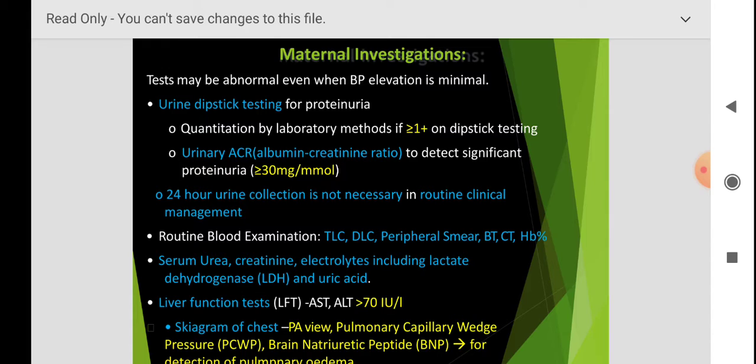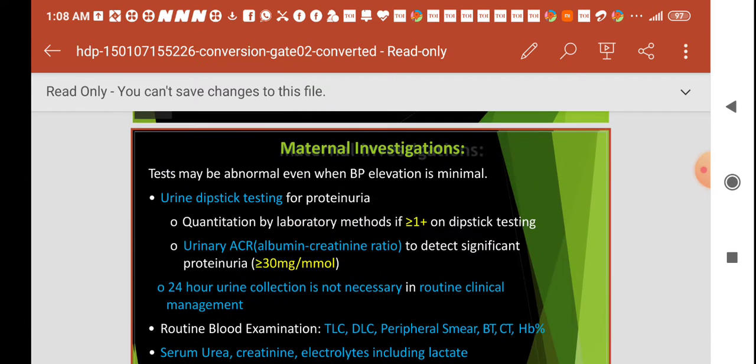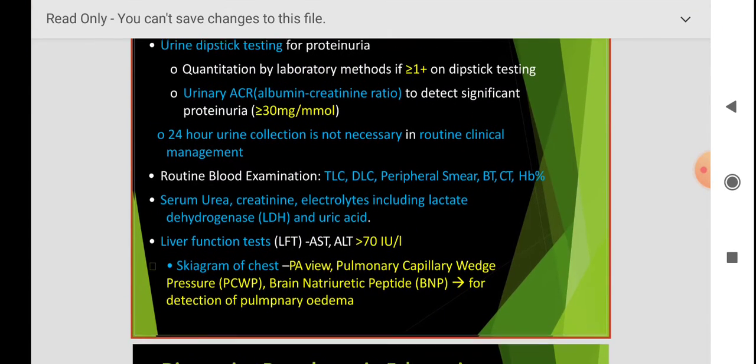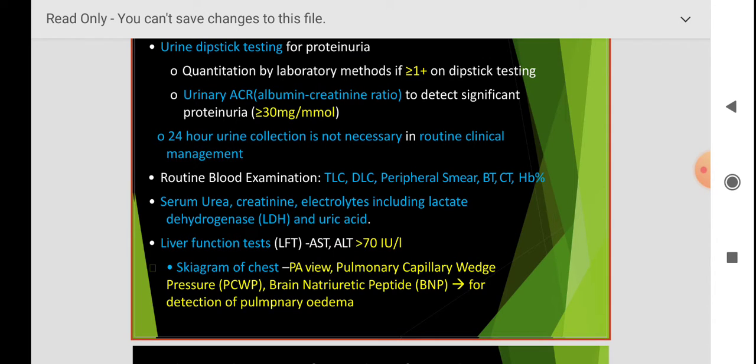First one, the urine dipstick test for proteinuria. Quantitation by lab methods if more than 1 plus on dipsticks. On dipstick there are different values, say traces, 1 plus, 2 plus, 3 plus, 4 plus. So once it is 1 plus or more on dipstick examination, you should get quantitative examination of 24-hour urinary excretion of proteins. Then urinary albumin creatinine ratio to detect significant proteinuria if it is more than 30 mg per millimole. 24-hour urine collection is not necessary in routine clinical management.